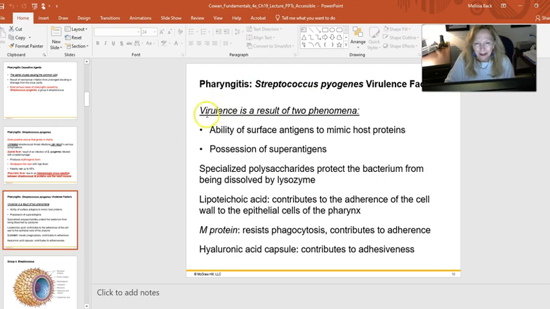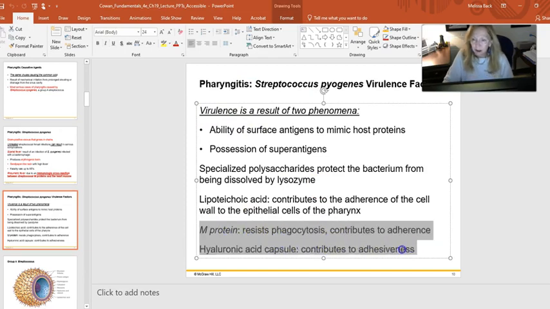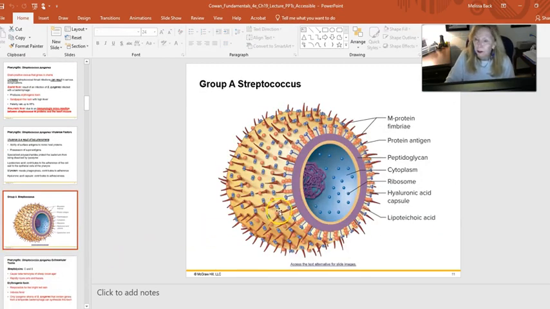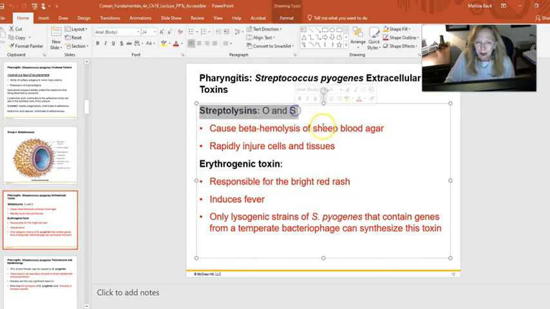So again, the virulence is a result of two different things. I don't get into the detail about the cellular and molecular toxicities, but these are the different reasons that this particular bacterium can be so very dangerous and what it's doing in the body. So these different types of streptolysins can actually lyse your red blood cells. And there's also this erythrogenic toxin that is responsible for that rash and fever.